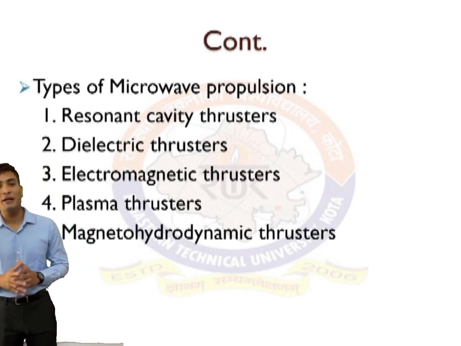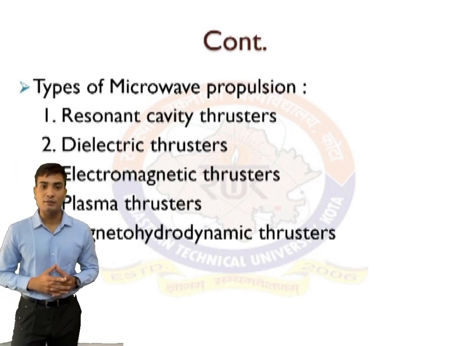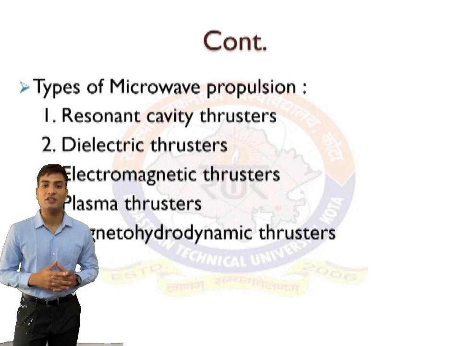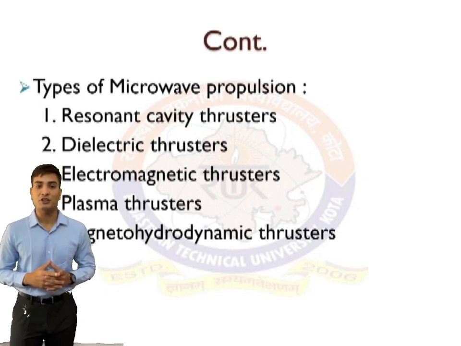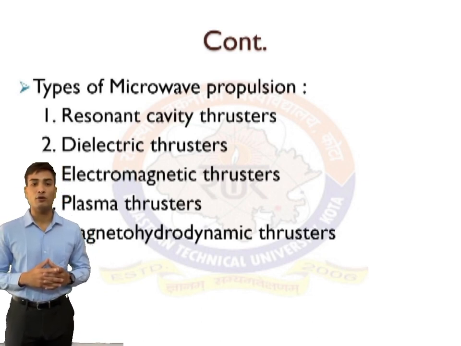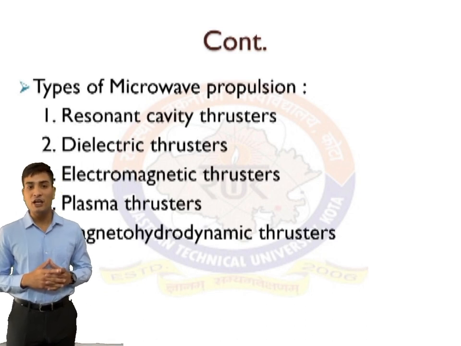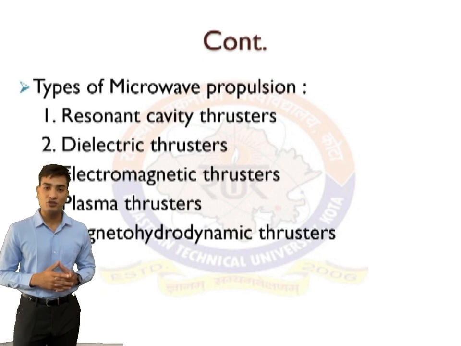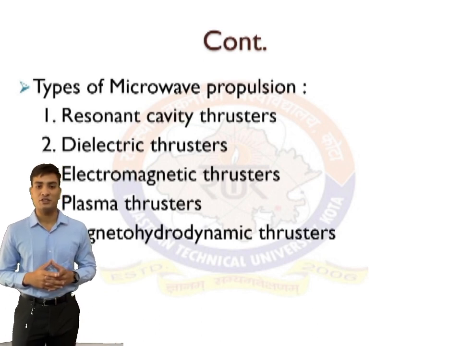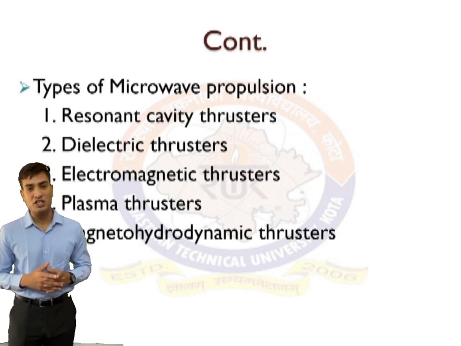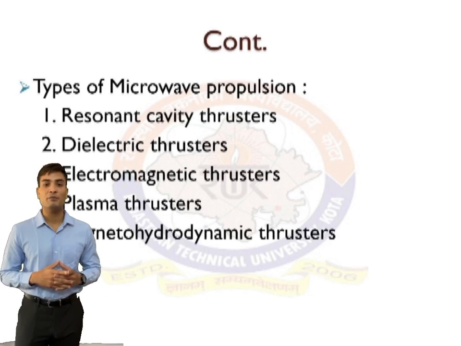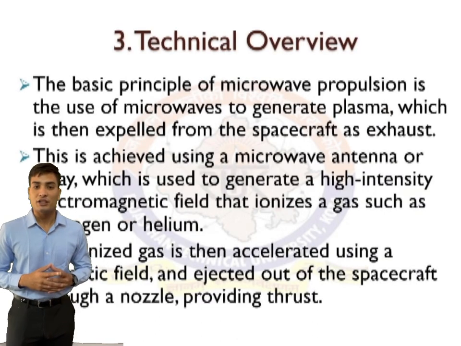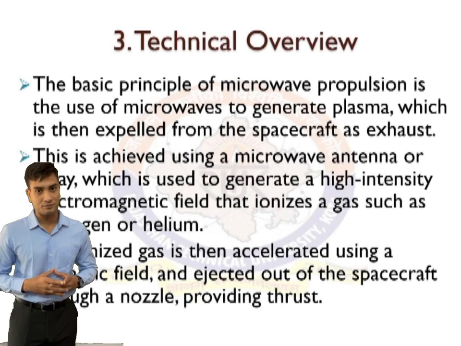The fifth type of microwave propulsion system is magneto-hydrodynamic thrusters. These thrusters use microwaves to heat a fluid and create a magnetic field, which is then used to accelerate the fluid and produce thrust. This type of thrusters is still in the experimental stage and has not yet been demonstrated to produce useful levels of thrust.